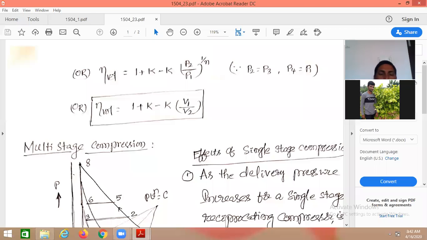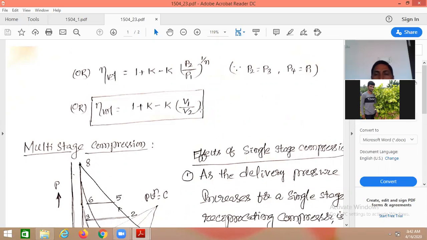So the volumetric efficiency we have calculated is 1 plus K minus K into (P2 by P1), where P2 is the pressure after compression, P1 is the pressure before compression, to the power 1 by N, where N is the index of the polytropic process, that is originally taken for the compression process.